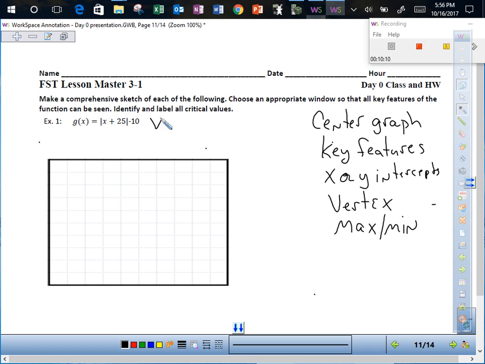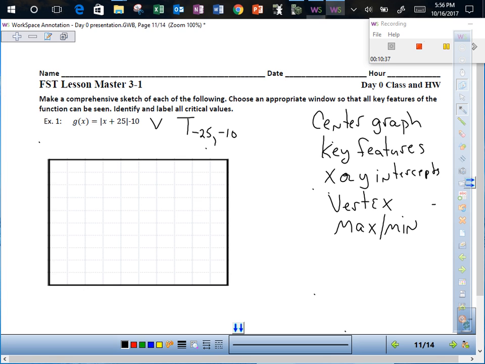Now, some things that I know is going to happen. This V-graph has been translated. See this x plus 25 inside your absolute values? That's going to move it 25 units, but to the left. So this thing's going to be translated 25 units to the left and down 10.